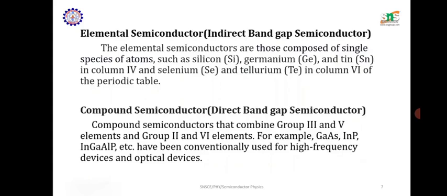And then the compound semiconductor. Compound means a combination of two or more elements. It can combine group 3 and 5 elements or group 2 and 6 elements. For example, gallium arsenide, indium phosphide, indium gallium and aluminum phosphide, which are used for high frequency devices and optical devices.